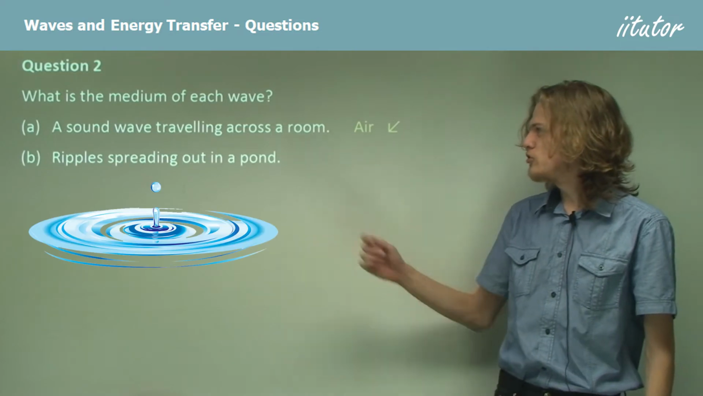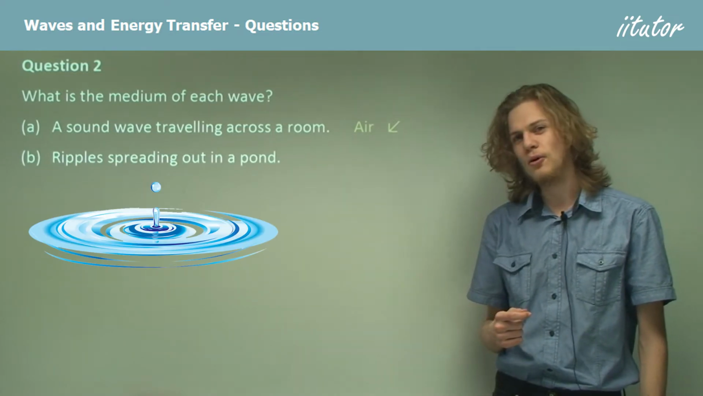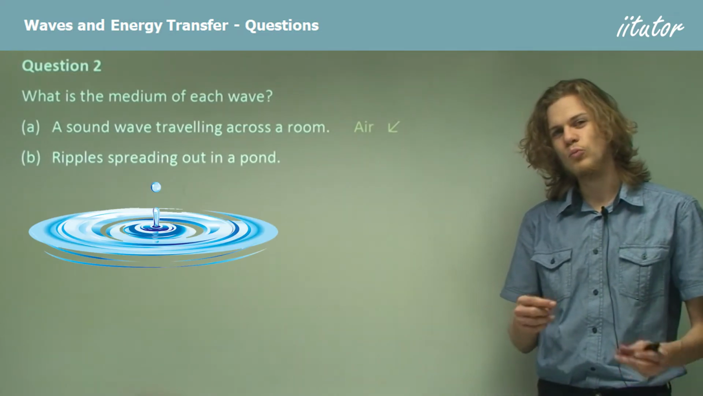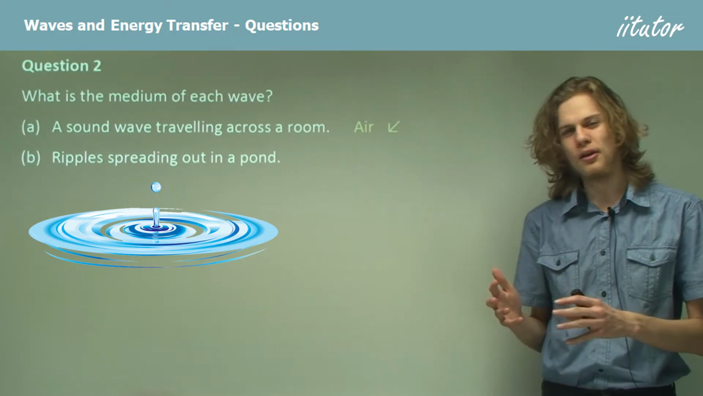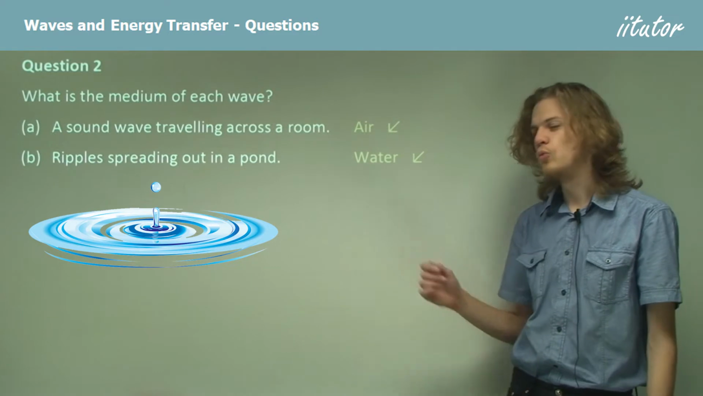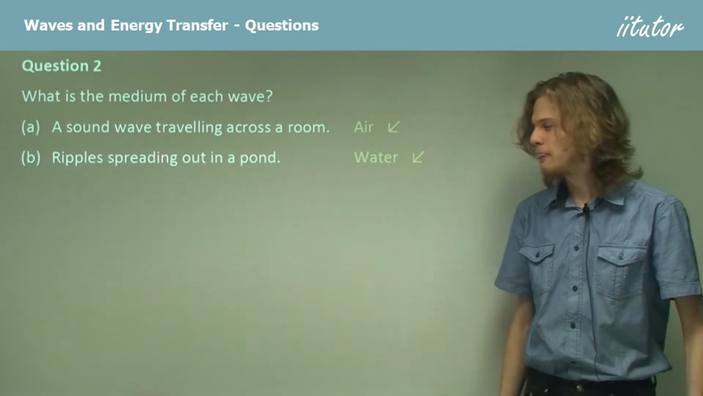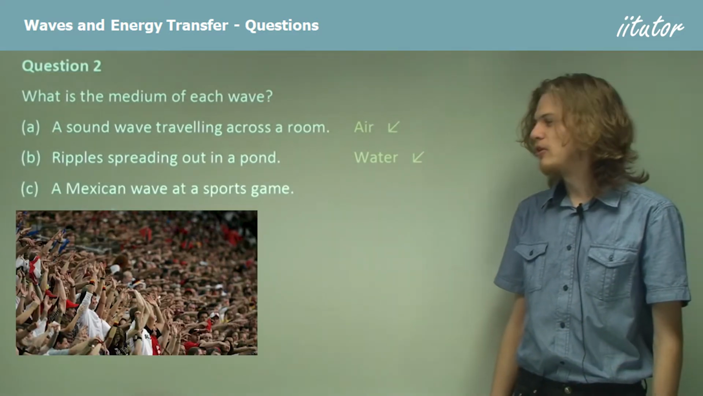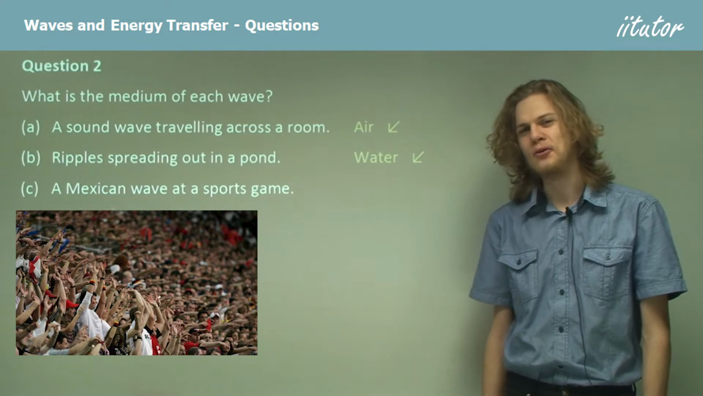Part B. What is the medium of ripples spreading out in a pond? In this case, we're not spreading through air, we're spreading through water. So our answer here is water for the medium. Finally, what is the medium of a Mexican wave at a sports game, for example?